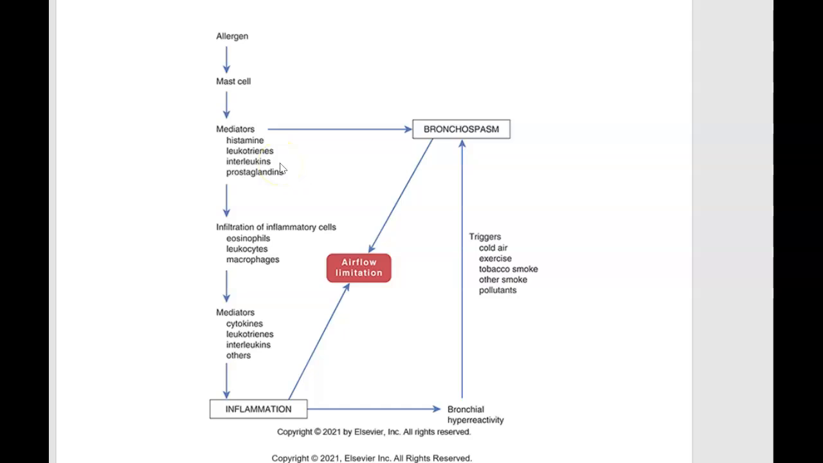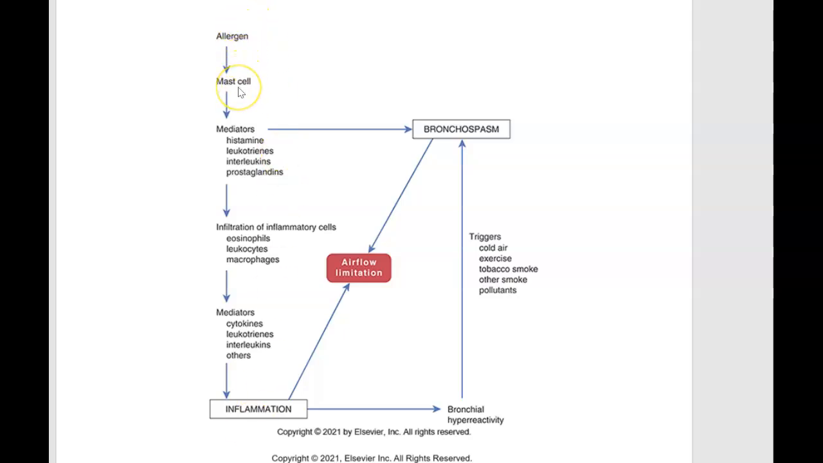However, in addition to that, when these are released, they promote the inflammatory cells, eosinophils, leukocytes, and macrophages, to be released, and those inflammatory cells then release their own mediators of cytokines, leukotrienes, interleukins, etc., and that is what results in the airway inflammation. Between the inflammation and the bronchoconstriction is where you get limited airflow, which is what that represents here. So we have an allergen.